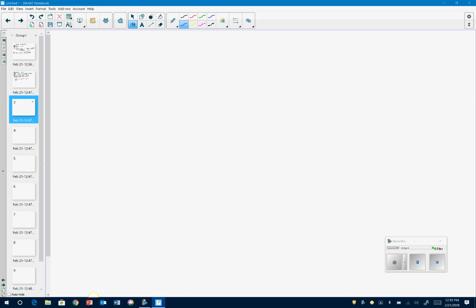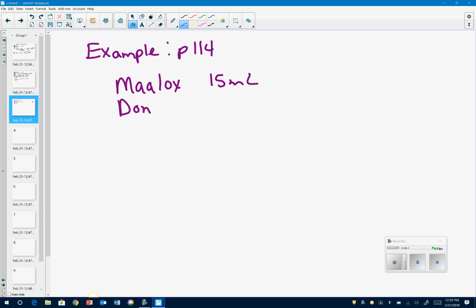Okay, your next example on page 114 says describe how to prepare the compound. You have your Malox, 15 milliliters, your Donatol, 15 milliliters, and then your Benadryl elixir, I'm just going to abbreviate that EL, 120 milliliters.